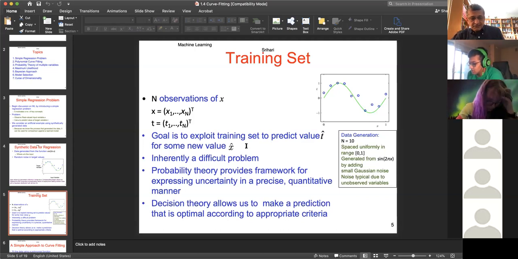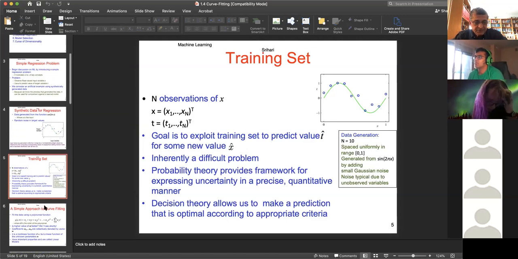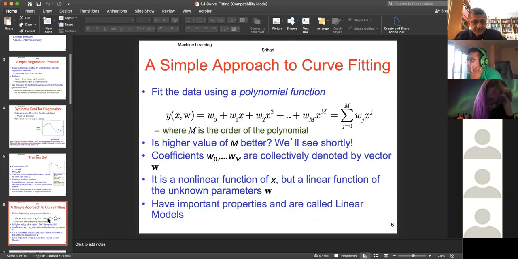And the way we are going to solve it in machine learning is that probability theory provides a framework for quantitatively expressing uncertainty, right? And decision theory allows us to make a prediction that is optimal. So probability theory will give you some probability distribution of what the output should be. Decision theory says what you should exactly choose from that probability distribution, and so on. So these things come into play. So let us look at the simple polynomial fit.